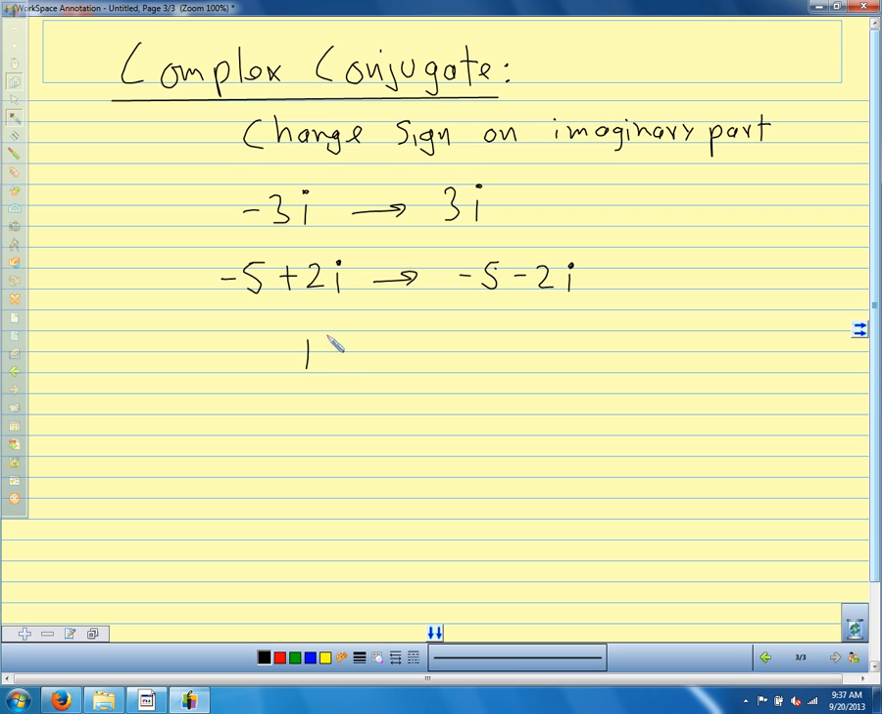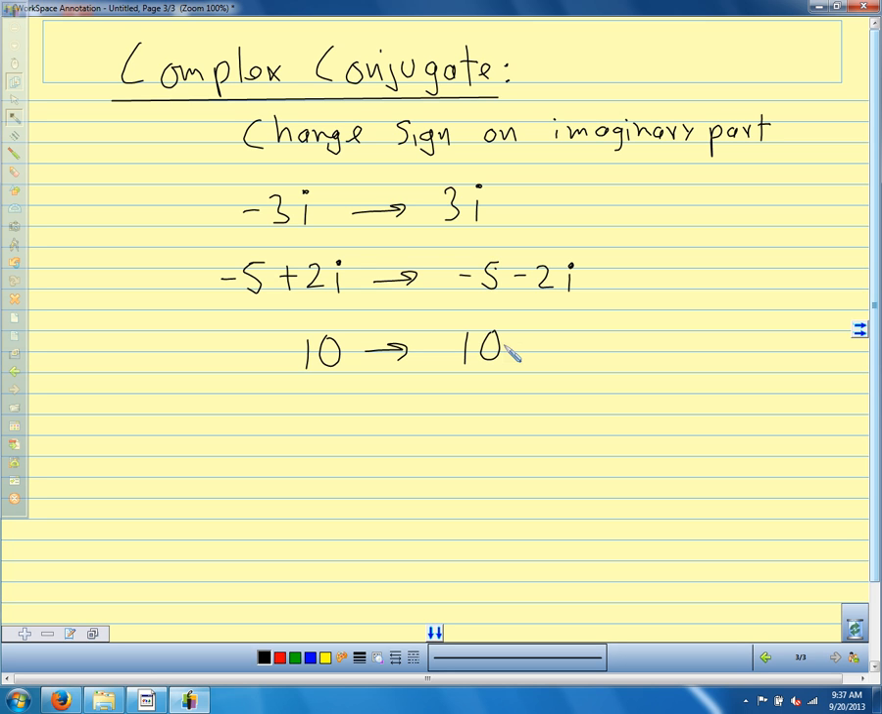What would be the complex conjugate of 10? 10. There's no imaginary part there, so we change the sign on the imaginary part. What happens when we multiply a complex number by its conjugate? Do you remember? The i's go away, and we just end up with a real number.